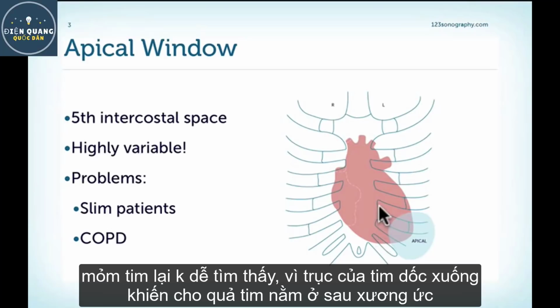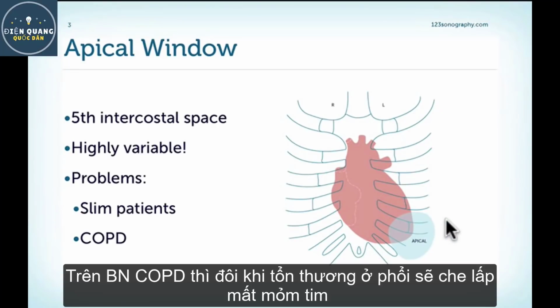Special problems we have are in very slim patients, where the apical window is sometimes not visible at all or not present at all, simply because the axis of the heart is so steep that the whole heart is hidden behind the sternum. Another problem is patients who have COPD, where we have lung tissue which obscures the apical window.